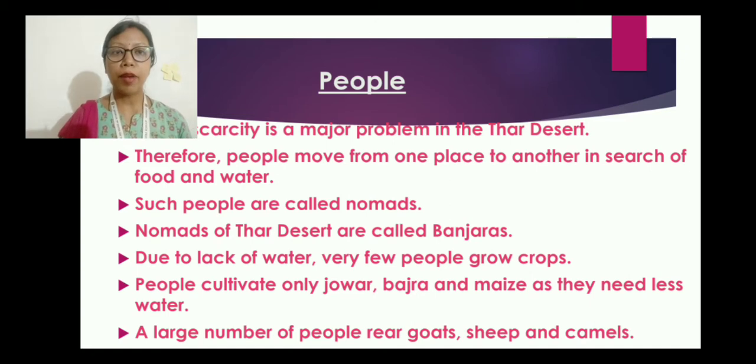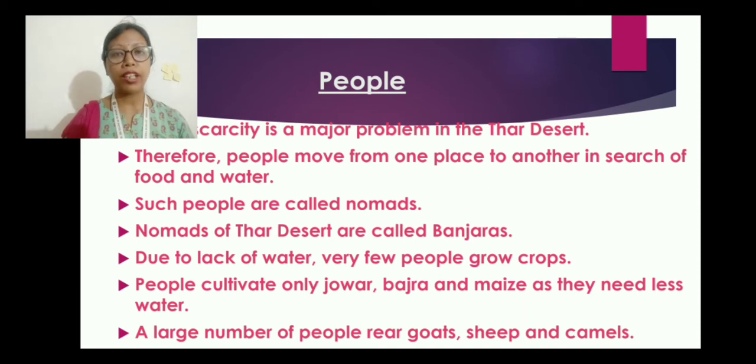Now let us talk about the people, how they survive in the desert area and what kind of people they are. So water scarcity is a major problem in the Thar Desert. This is a very universal truth, you can say, because this area is totally and completely full of sand and it is very hot. Therefore, water scarcity is a major problem.